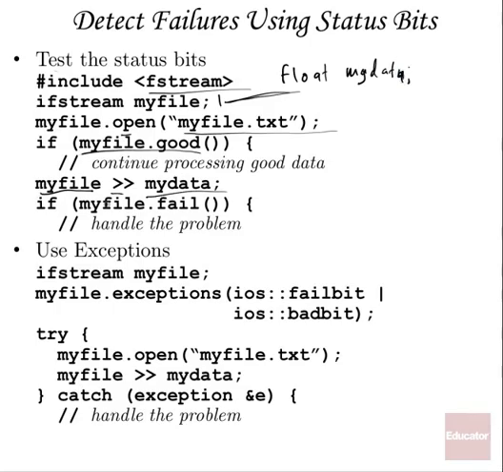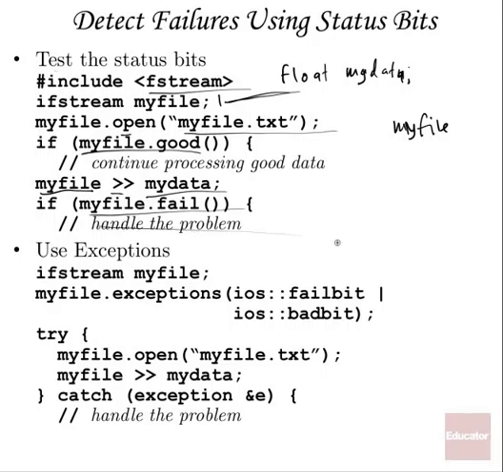Now, if it's not a floating point number, if the first word in this file, myfile.txt, is "myfile", for example, well, that's not a floating point number. So you'll get a failure. It will fail to parse that into a floating point number. So this will be true, and you'll have a problem. You need to handle it.